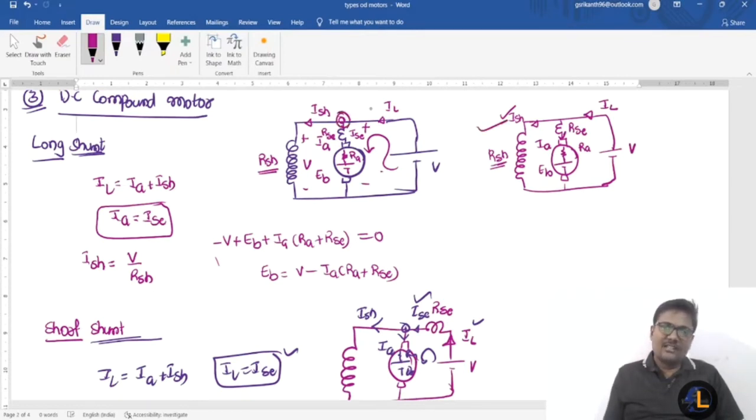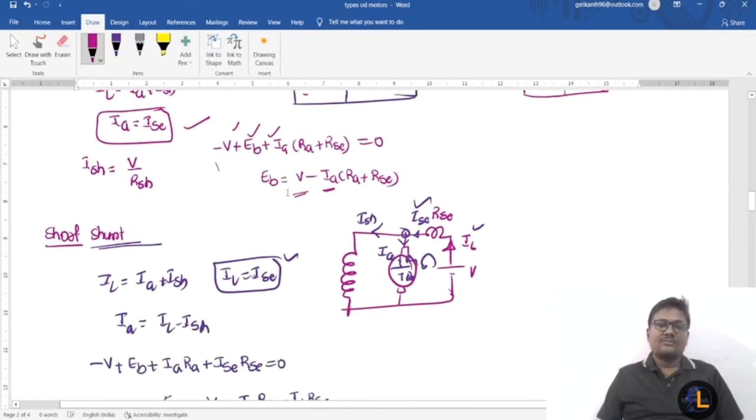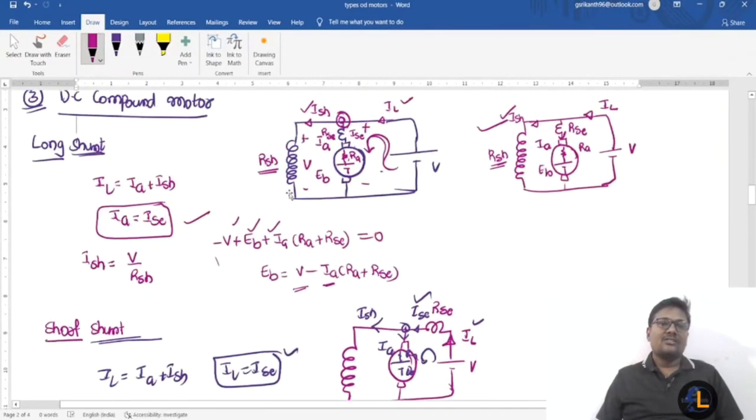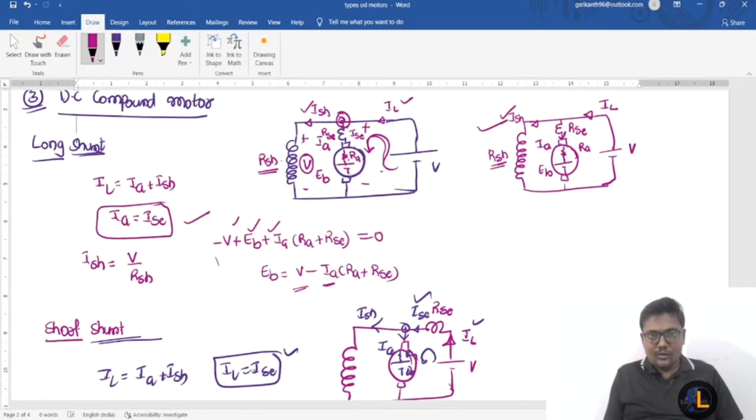If you apply KCL at this node, IL is equal to IA plus ISH, but IA and ISC are the same. If you apply KVL to this first loop, minus V plus EB plus IA into (RA plus RSC) is equal to 0, where I have two resistances, the armature resistance and the series field resistance. So EB is equal to V minus IA into (RA plus RSC). This is the long shunt connection, and ISH is equal to V by RSH, because the same supply voltage will be applied across RSH. This node potential will be V only, and here also the same voltage will be applied.